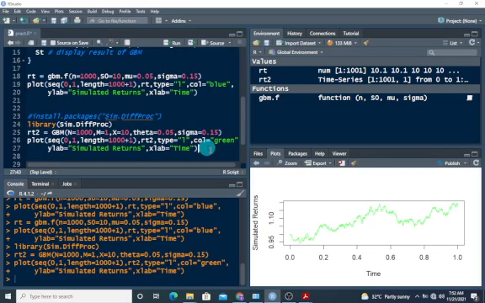In our next tutorial, we'll be looking at how to estimate the parameters and also how to make some prediction of GBM using R.